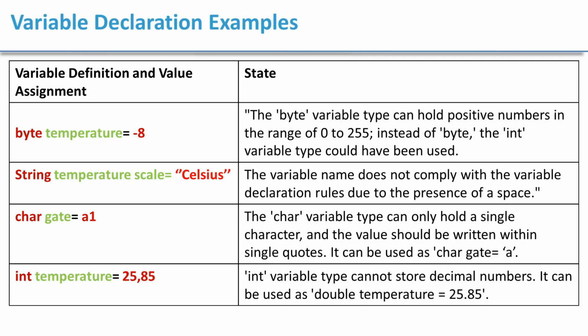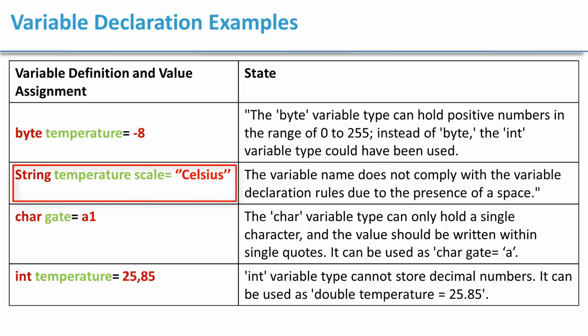Hello. We are moving forward in our lesson with examples of variable declaration. We have a variable named temperature with a value of -8 of type byte. The byte variable type can hold positive numbers in the range of 0 to 255. There's no error in the variable name, but the byte variable type cannot hold the value -8. Instead of byte, the integer variable type could have been used.